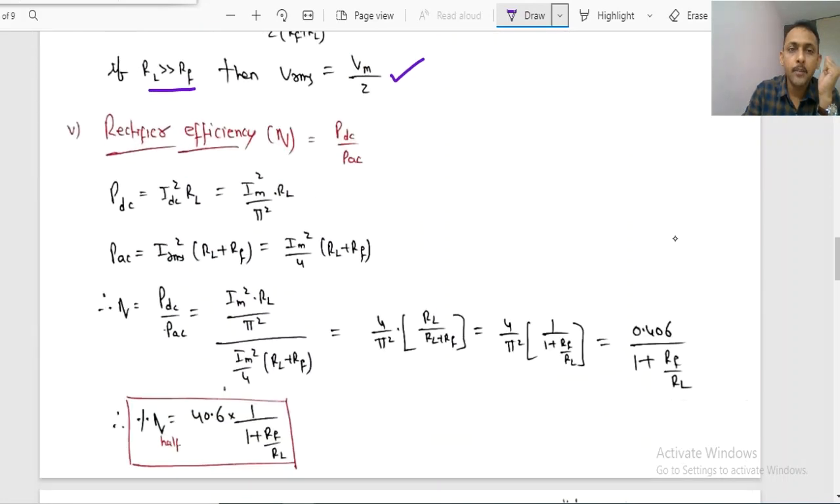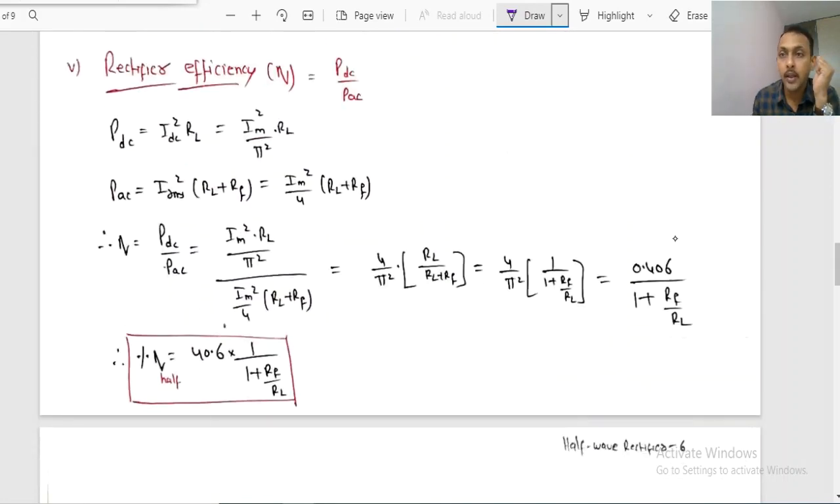Now observe the rectifier efficiency. Efficiency is nothing but output power by input power. Here the output power is DC power, input power is AC power, PDC by PAC. But what about DC power? It is I square RL. The current flowing is IDC, so IDC square into RL. IDC we have just derived as Im by pi, so IDC square will be Im by pi whole square into RL. So this is the DC value.